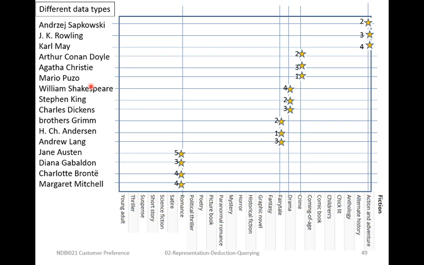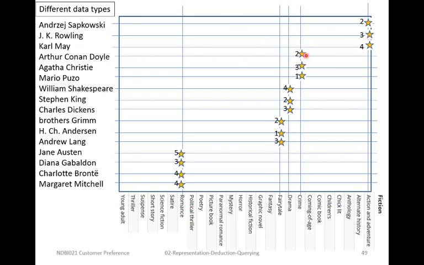So this is something like an inductive task where we already know some preferences. For instance, adventure, crime, drama, fairy tale, and romance, and we already know some preferences. So these are 5 stars and 4 stars, and here are the authors. For instance, Sapkowski for this special user, or Rowling with adventure, or Karl May.